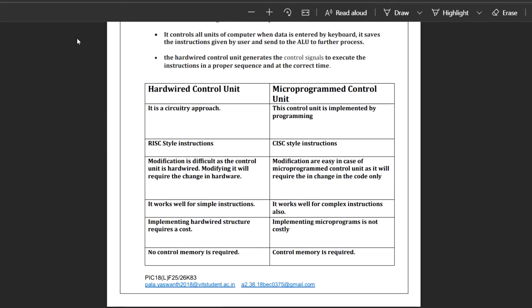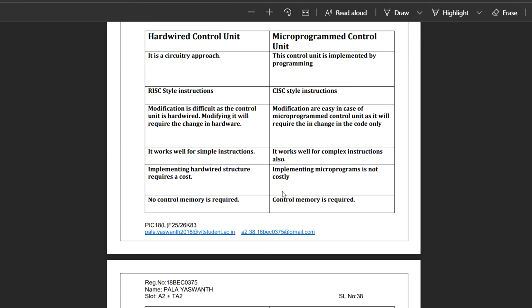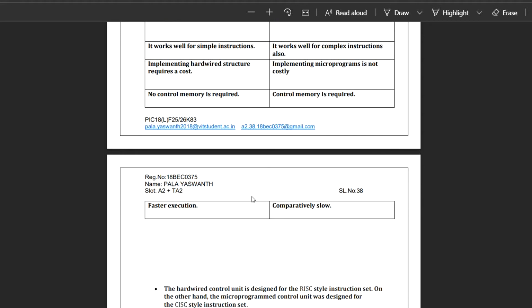And we have clearly discussed and segregated the main key features of both control units. As we know, the hardwired one is a circuitry approach, and the microprogrammed control unit is a programming approach. One follows RISC style instructions, and the other follows CISC style instructions. So these were somewhat easy, while microprogrammed instructions are somewhat complex compared to the hardwired control unit, as that uses RISC style instructions. Some of the other key features were segregated and shown up here.